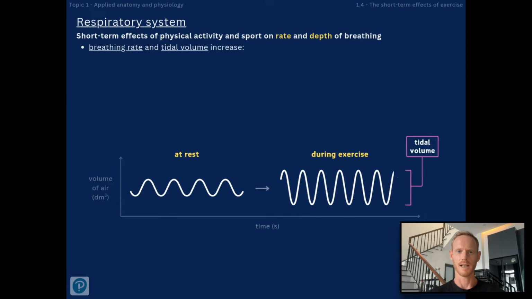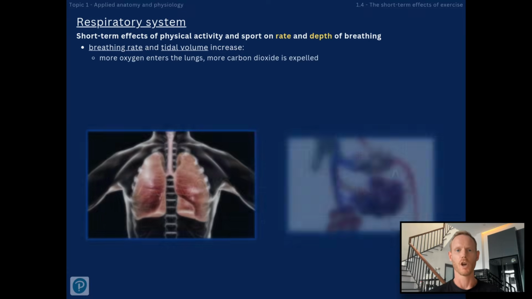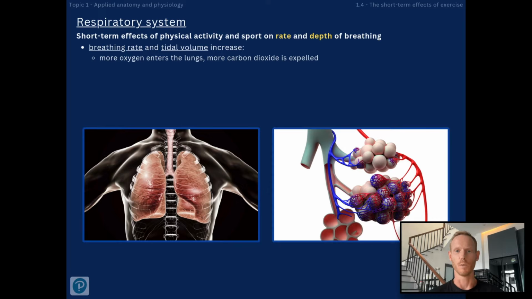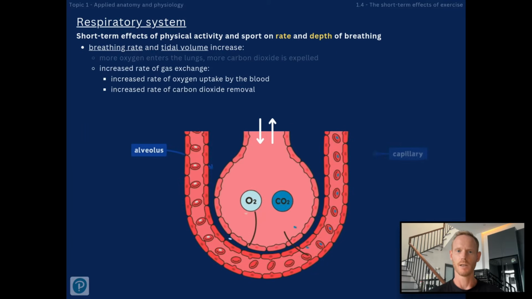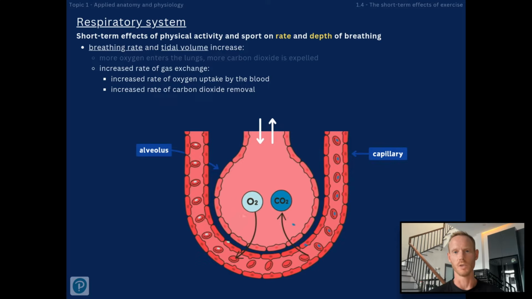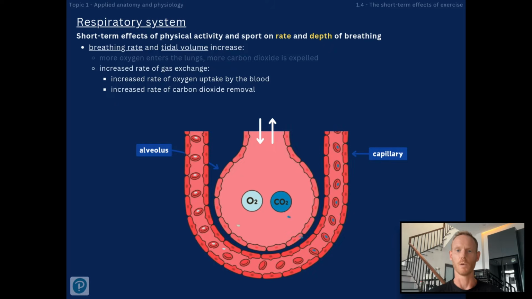So during physical activity, both breathing rate, the number of breaths per minute, and depth, which is the volume of air per breath, or tidal volume, increase. The combination of faster and deeper breathing means that more air is being drawn into and expelled from the lungs, leading to a more rapid rate of gas exchange. In other words, the rate at which oxygen diffuses from the alveoli into the blood and carbon dioxide diffuses from the blood into the alveoli both increase.